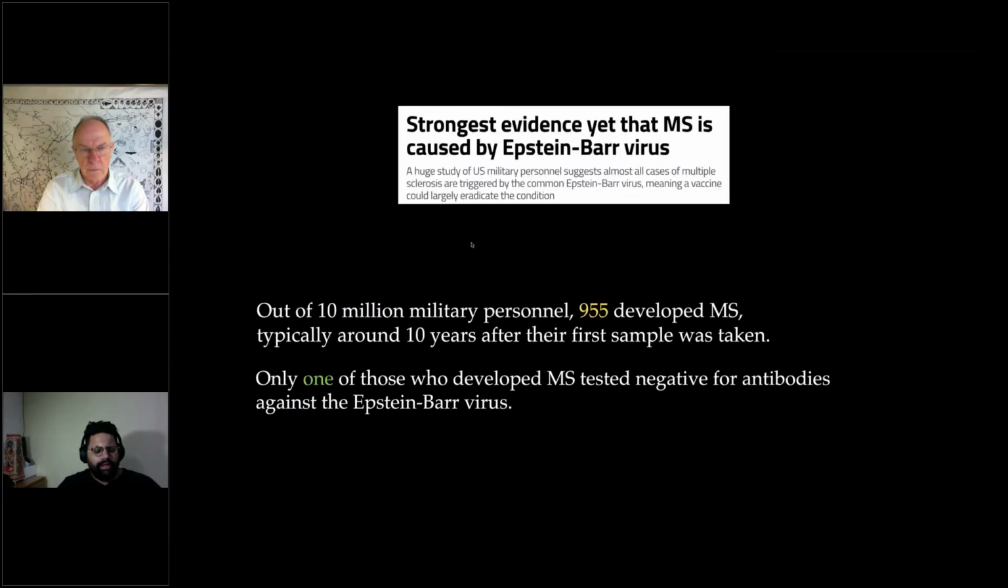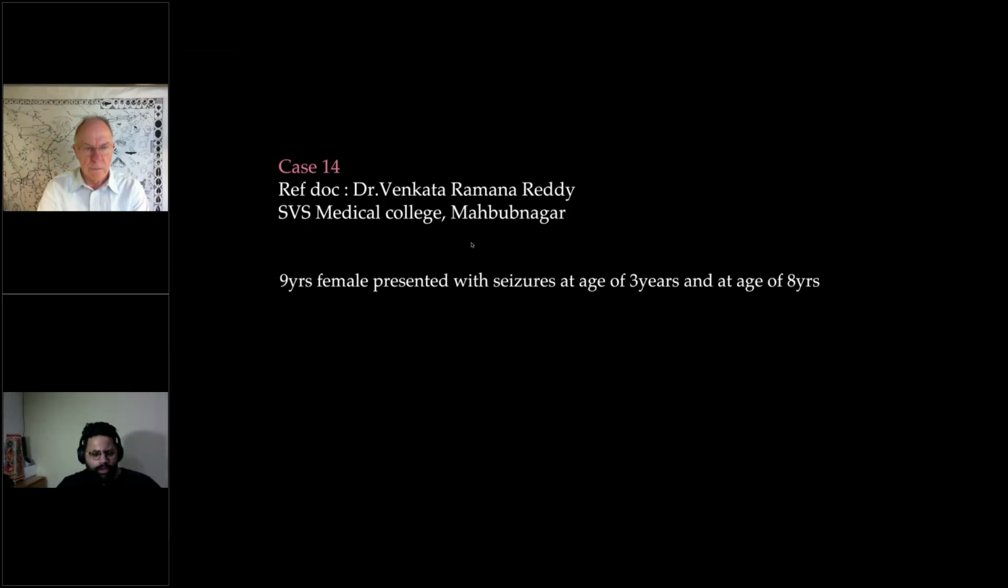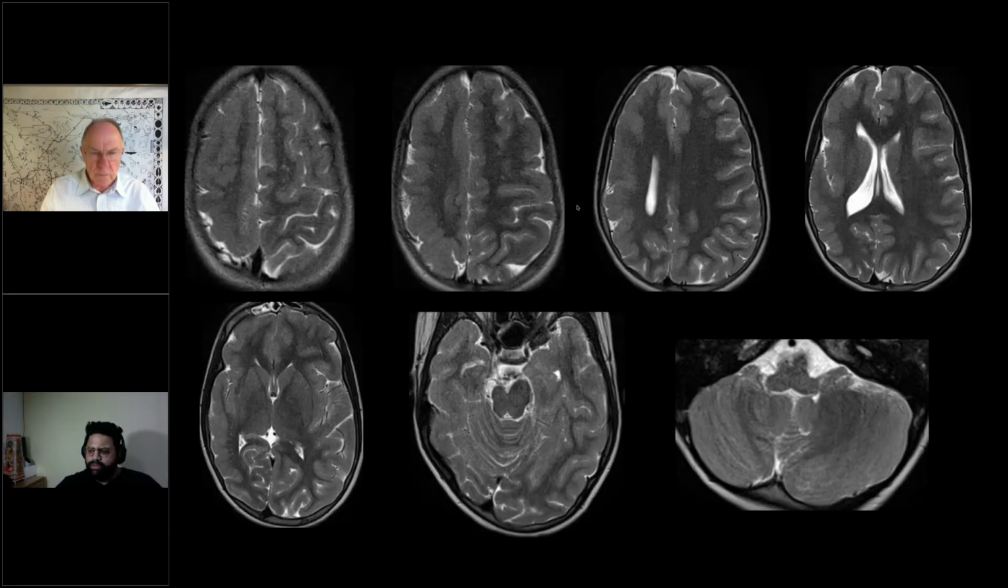I think we quickly go through one more scan. This was a 9-year-old female presented with seizures at the age of 3 years and also at the age of 8 years. No abnormal perinatal history. We just wanted to show the scans.